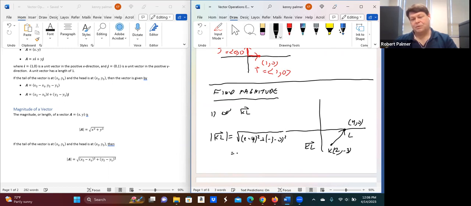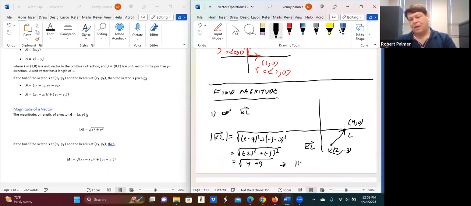Okay, and so that's going to be the square root of negative 2 squared plus negative 3 squared. So I can squeeze this in here. And so that's going to be the square root of 4 plus 9. And so that's going to be the square root of 13.